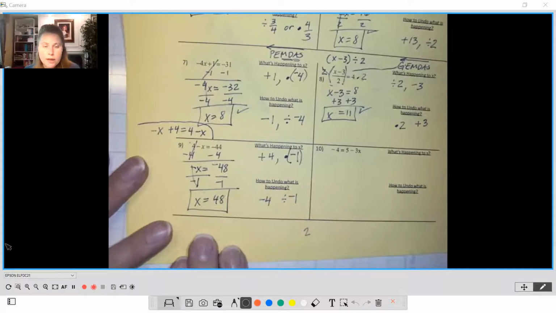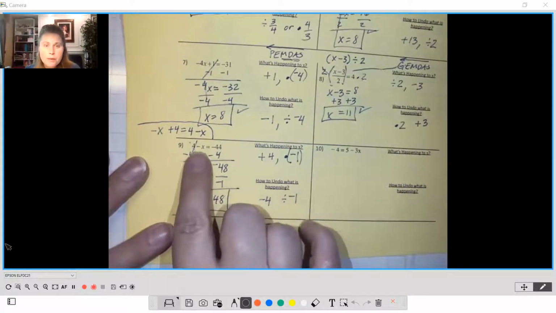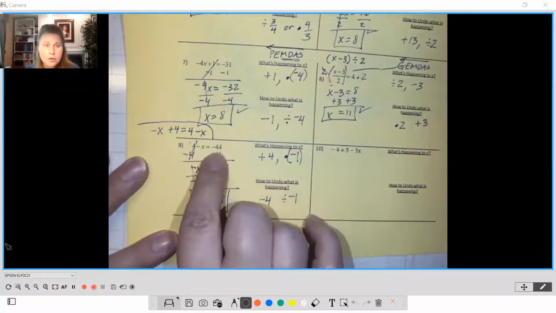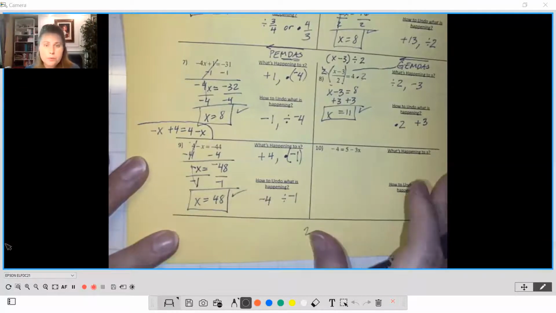Then we're going to do our check step. 4 minus 48. So if I'm at positive 4 and I take away 48, that puts me at negative 44. So that checks out.